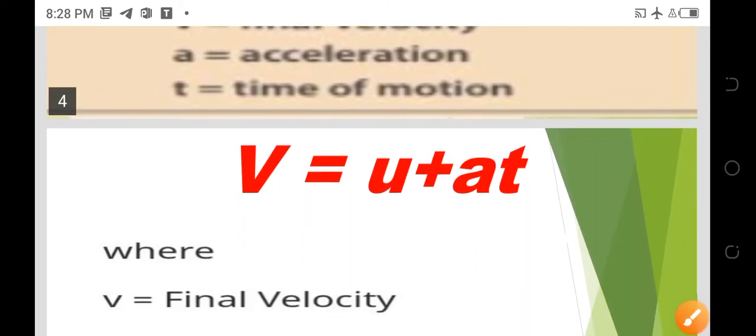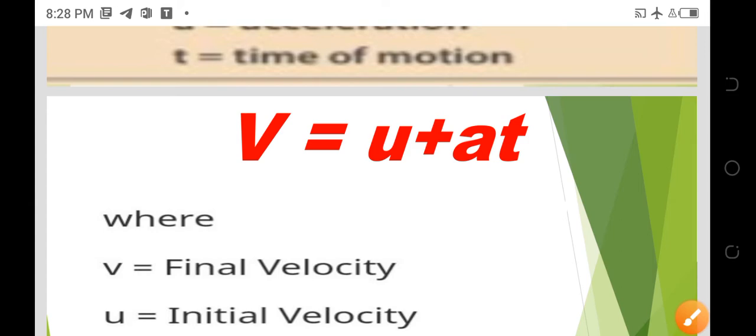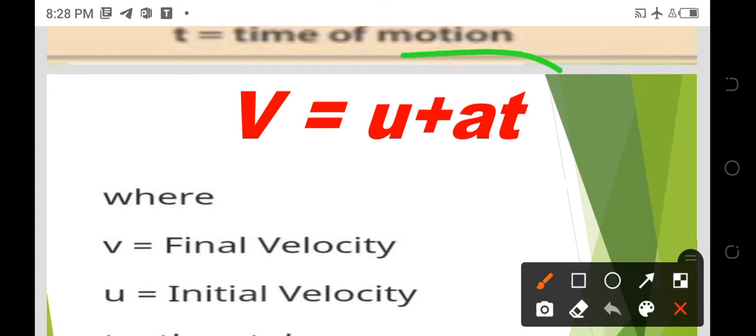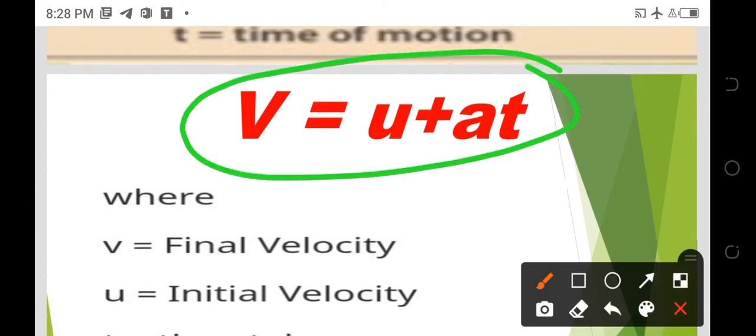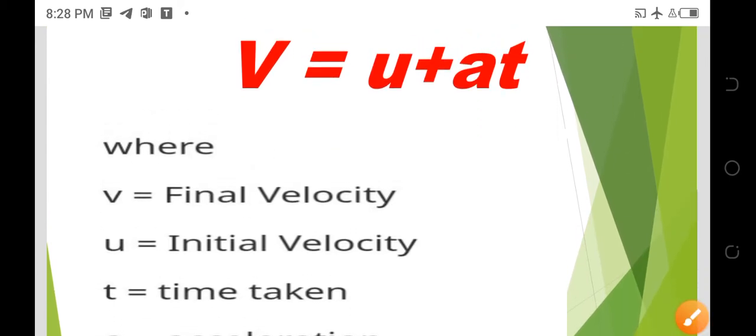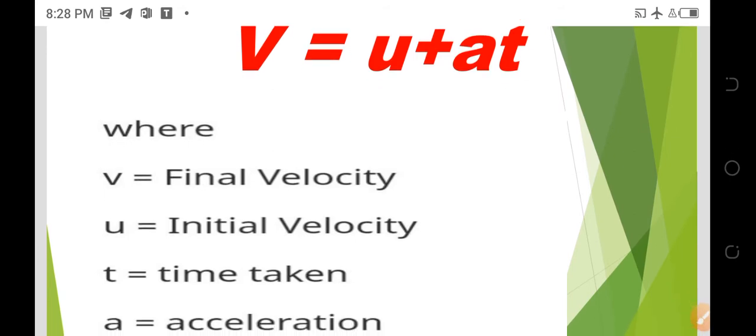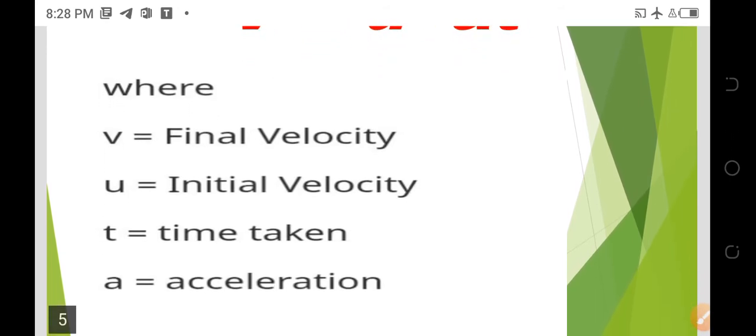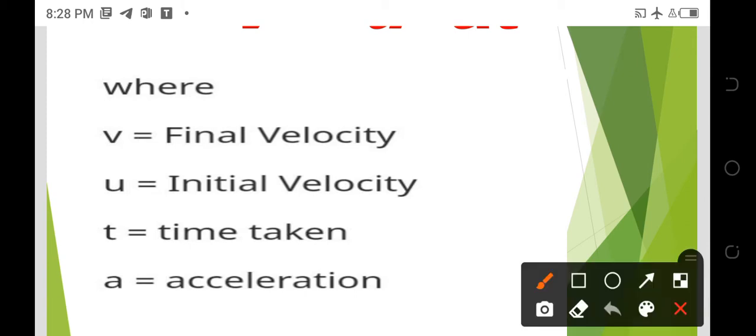Let's see the derivation of equation 1. What is equation 1? This is equation 1, that is v equal to u plus at. Let's see what v and u and a are. So here, v is the final velocity, u is the initial velocity, t is the time taken for motion, a is the acceleration.